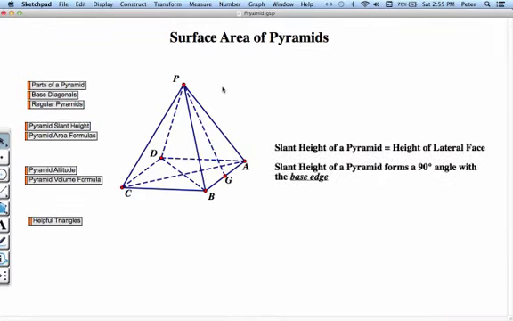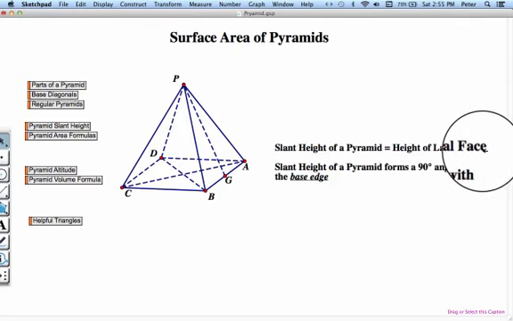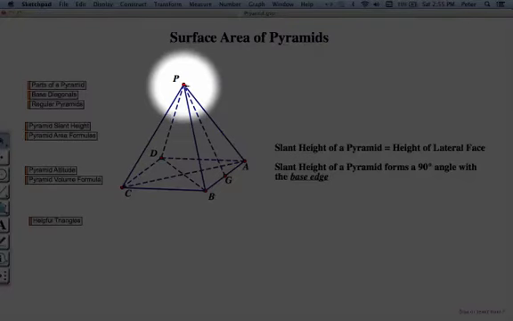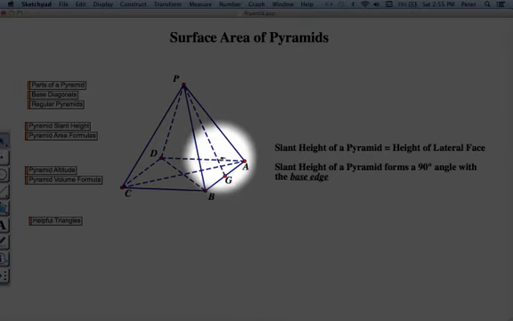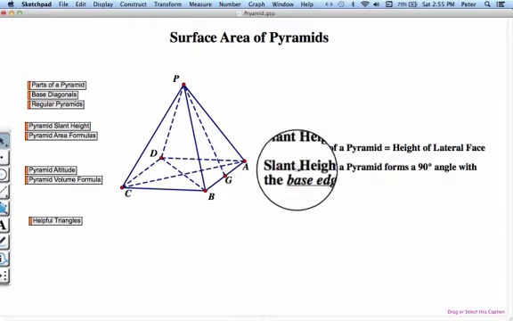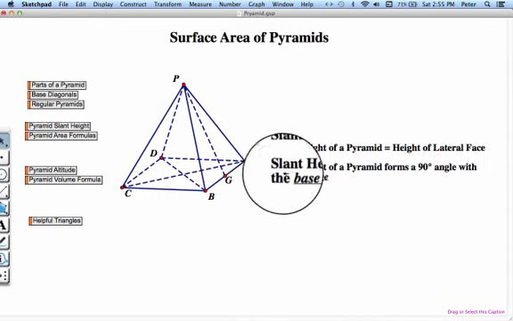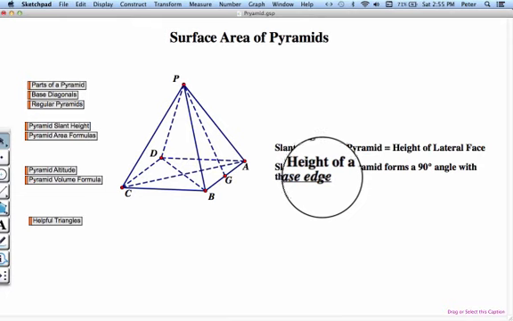The pyramid's slant height is the height of a lateral face. So what that means is each of the lateral faces is a triangle. Well, the pyramid's slant height stretches from the vertex down to the midpoint of a base edge in a regular pyramid, and it meets that base edge at 90 degrees because, of course, it is the height of that triangular face.